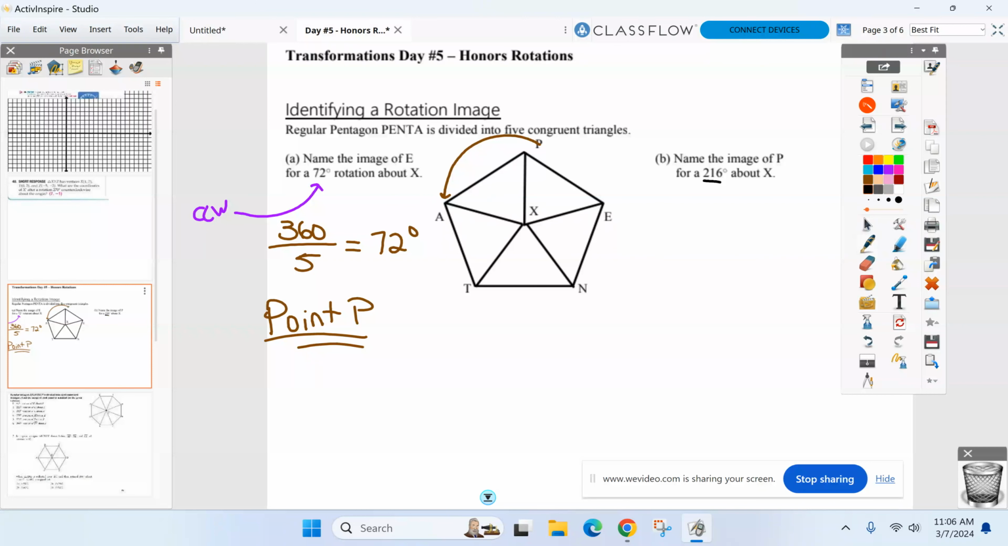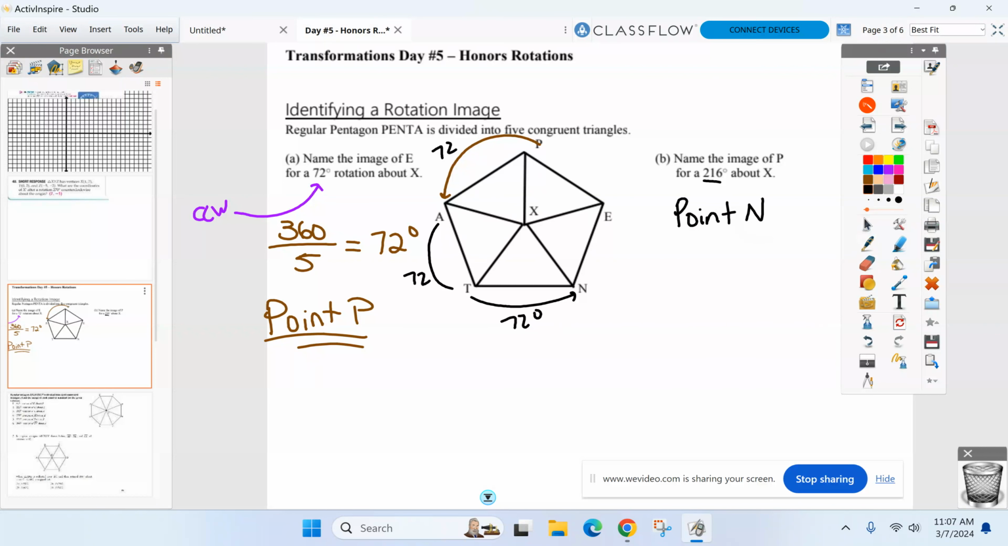So if I go from P to A, that's 72. A to T, that's another 72. So when I went from P to T, that's 144. And then I go another 72. So as I went from P all the way to N, I add up 3 of those, and that's going to be my 216. So it's just a multiple of 72. That's all it was. 216 is just a multiple of 72. And I just gave away the answer there, didn't I? It's going to be point N. So I just happened to start from point P.